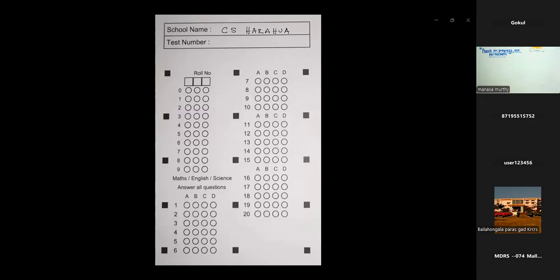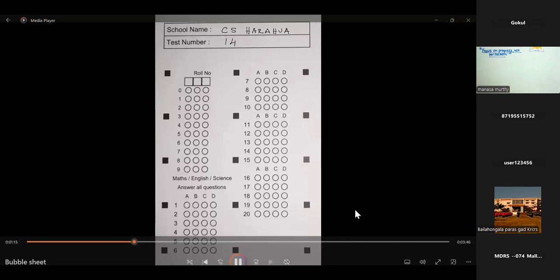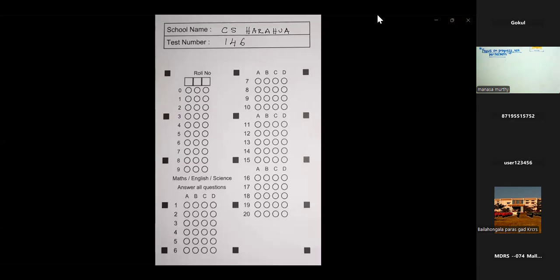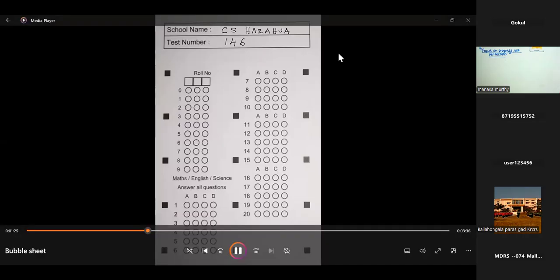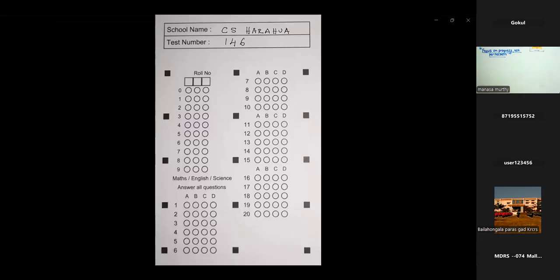Second thing is test number. Before starting the MCQ exam, Vidya Shakti teacher will display a test number on the screen. You should write that number here. For example, I am writing 146. This is only for example. Actually, Vidya Shakti teacher will display that number. Each test is different. Only that number you should write.